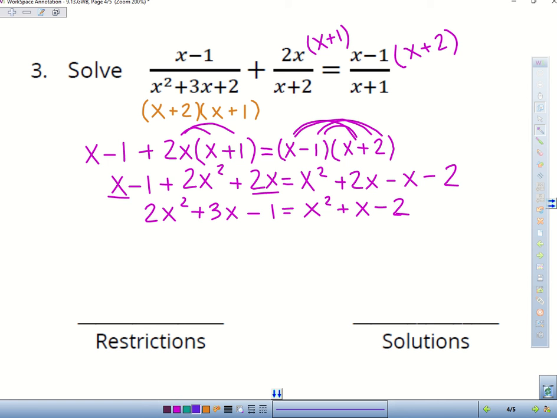Alright, so it looks like to me we're going to have something that factors into two binomials like most trinomials do, but in order to factor, our equation needs to be equal to what? 0. Yeah, so we're going to have to subtract everything to one side of the equation.